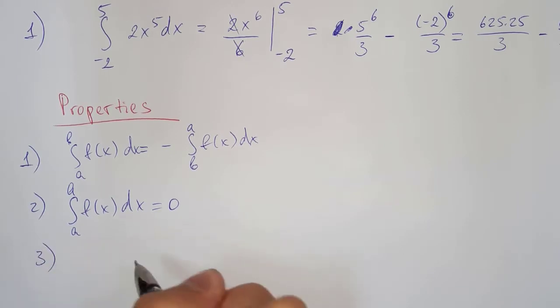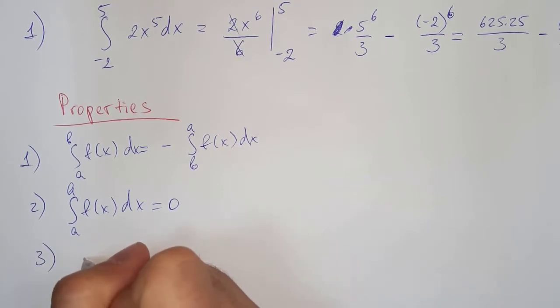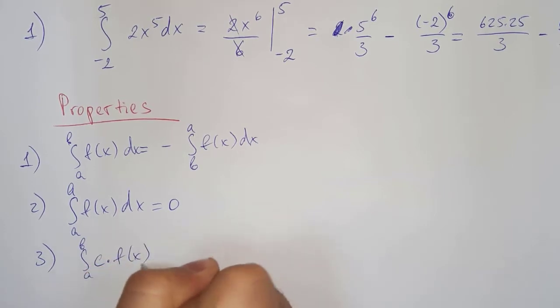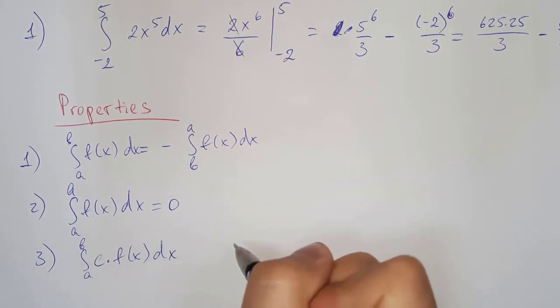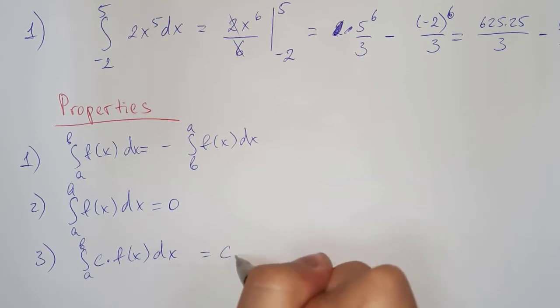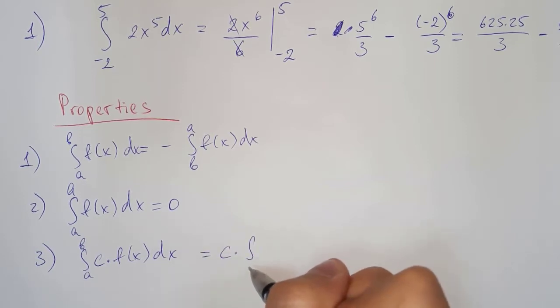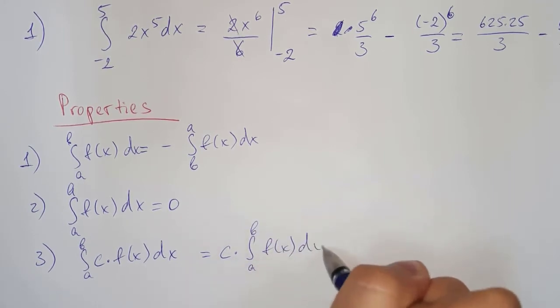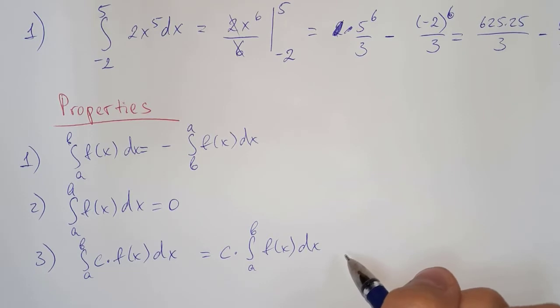Third one: integral from a to b of a constant c times f(x) dx will be c times the integral from a to b of f(x) dx, where c is any number. So we can factor out a constant.